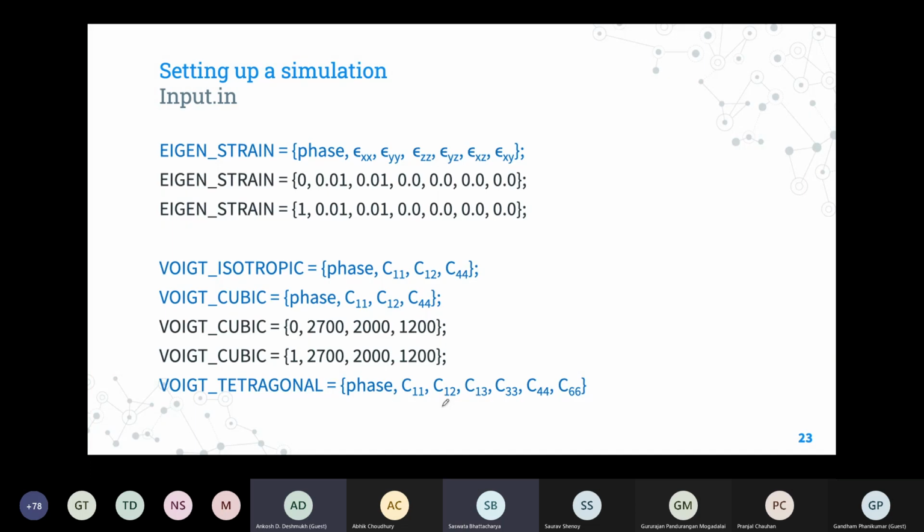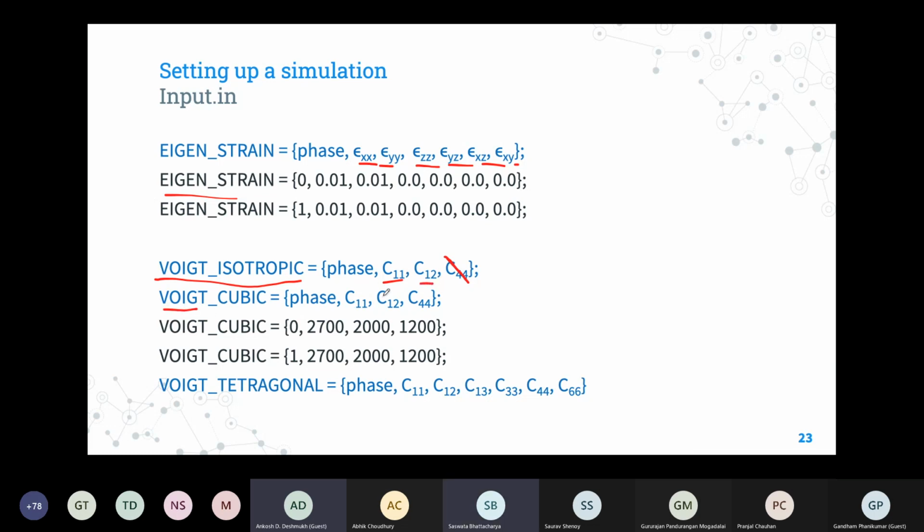So one important thing that is there in our code: these are very specific parameters, like eigenstrain. You have, for each phase, 0 is phase alpha, 1 is phase beta, and you have these eigenstrain values. So you can see epsilon xx, yy, zz, yz, xz, and xy. Because it's a symmetric tensor, you don't have to give zy, zx, and yx. And currently we have isotropic. For isotropic, you don't require C44. I think there is a mistake. You don't require C44. You just require the phase, C11 and C12.